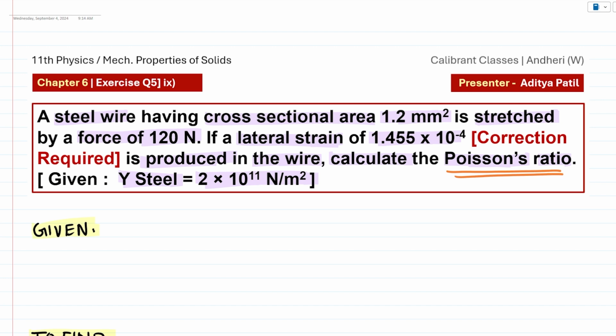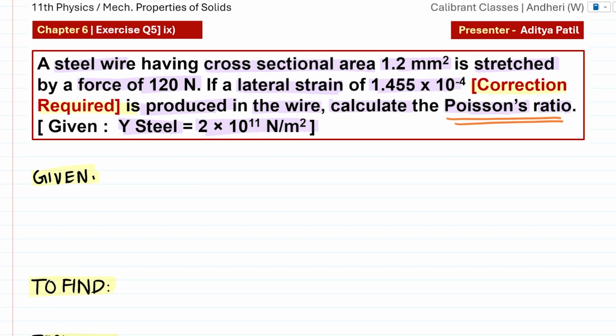our wire. Also, students, you need to make one correction in your textbook. That is, the value given for the lateral strain in the textbook is wrong. So the value should be 1.455 into 10 raised to minus 4 to get the required answer. So please make that correction in your textbook as well. So सबसे पहले let's try to understand what given data is given to us.